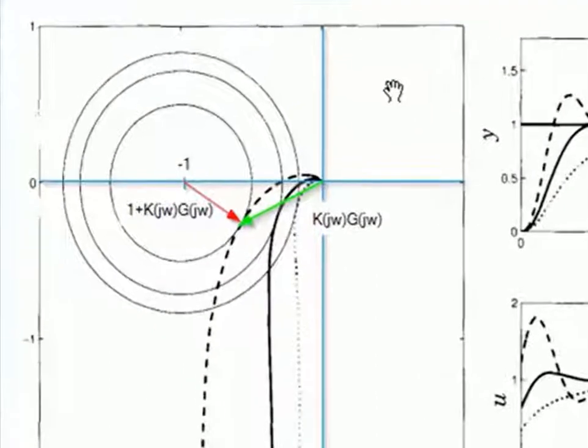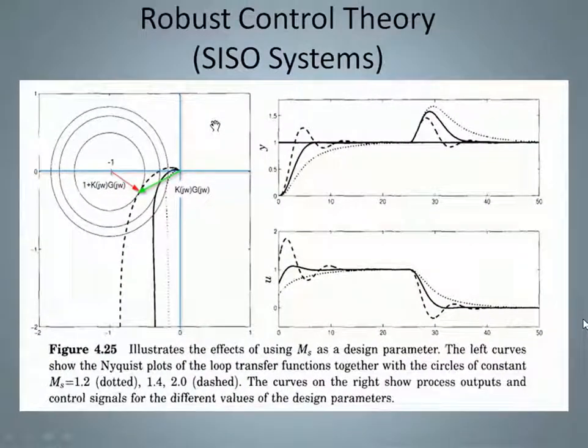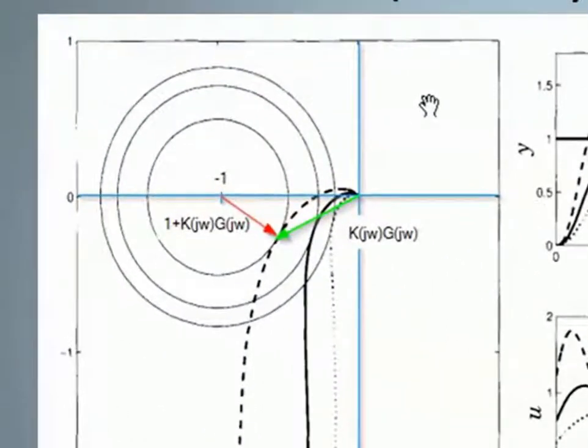In this plot, the red vector is the return difference and the green vector is the frequency response of the open loop transfer function. The magnitude of the return difference is the radius of the circle shown. We can see that the bigger the radius, the farther from the point -1 plus j0, the better the relative stability and the more robust the system is. Notice that the system becomes more sluggish in its response as it becomes more robust. Observe that the minimum return difference occurs when the Nyquist is tangent to the corresponding circle. This corresponds to the maximum sensitivity, the resonant peak of the sensitivity we talked about before.